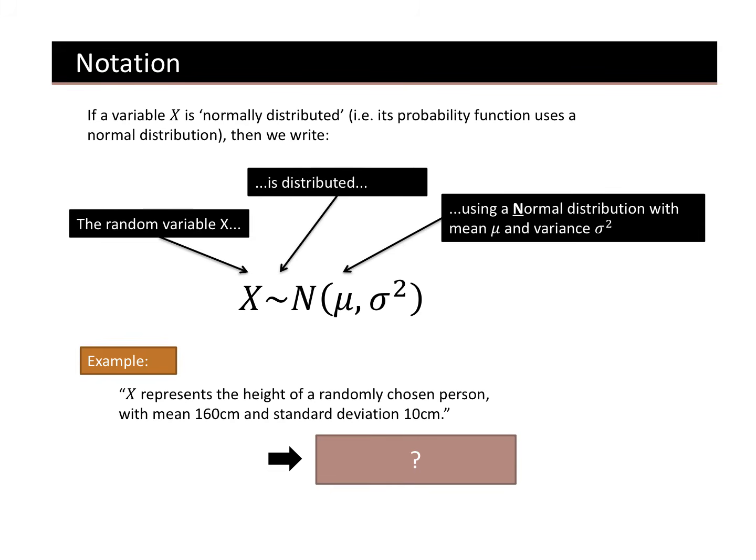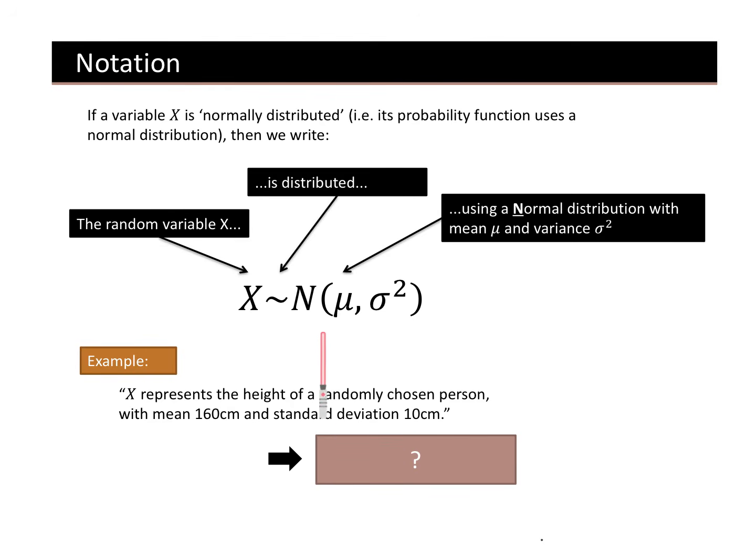So, notation: the random variable X is distributed. This lovely line means "is distributed". This N means using the normal distribution. If you do further maths and you do S2, instead of an N here, they'd put a big capital B. That means the binomial distribution. Now, luckily for you, we're just dealing with the normal distribution.